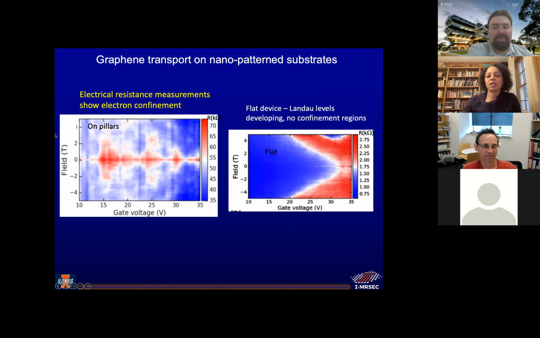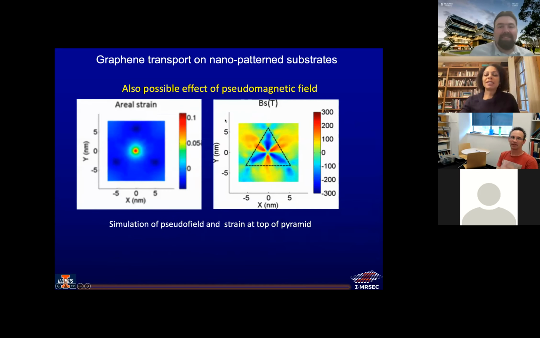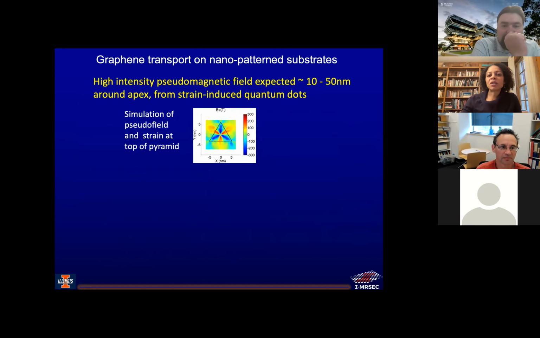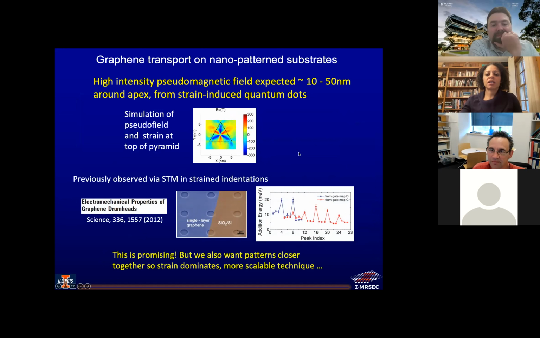In STM, you could for sure tell if they were clean. But you can simulate these field effects, and you can say that you should have a very strong pseudo field. In fact, people have done similar experiments on holes like this and made assumptions that they are seeing these, that they are getting confinement from these high intensity pseudo-magnetic fields, even from these holes, which is something comparable to what we've seen. So it's very likely, but it was really hard to tell in these particular experiments.